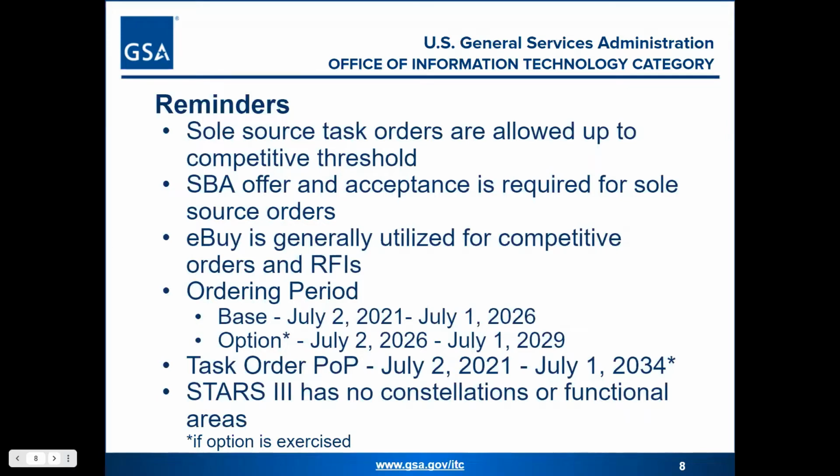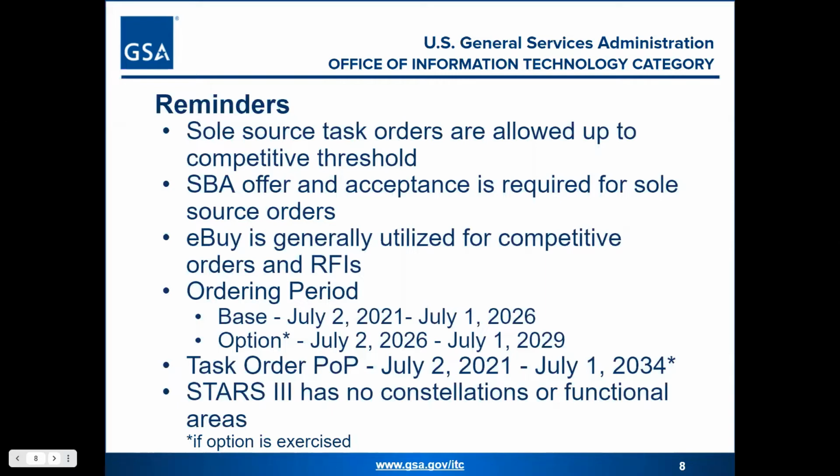As I mentioned, it is a 5-year base with a 3-year option. The base period is July 2nd, 2021 to July 1st of 2026. And then if we exercise that option, that would go 3 years beyond that, from July 2nd, 2026 to July 1, 2029. Therefore, that puts a total task order period of performance, if the option is exercised, from July 2nd, 2021 to July 1st of 2034. So definitely the capability for long-term solutions for contracting officers. That is a great feature when you're talking with them, that they don't have to limit the period of performance unless there are agency policies. It just must fall within the task order period of performance of this master GWAC.